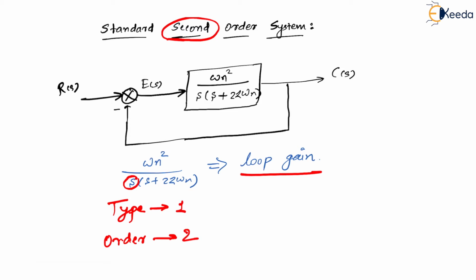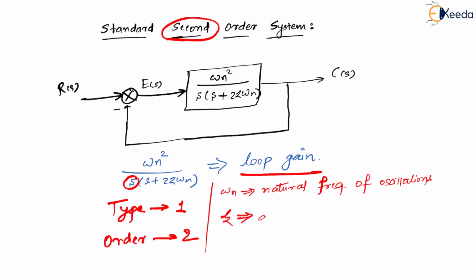Is that correct? Yes. Now we will try to understand what are these different things inside this. Means what do we mean by this omega n? What do we mean by this zeta? So let me start with the first one. What is omega n? Omega n is nothing but natural frequency of oscillations, correct? Yes. Now what is zeta, sir? Zeta is nothing but called as damping ratio.